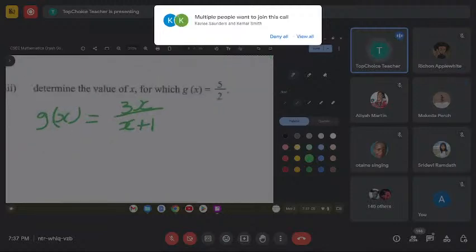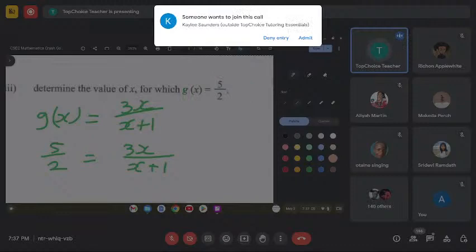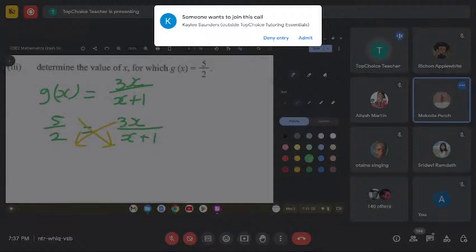So I'm going to replace g of x now with 5 over 2. So 5 over 2 is equal to 3x over x plus 1. You're seeing and understanding? I just replaced g of x with 5 over 2 because they told us that is what it is. All we need to do now is solve for x in this equation, and we can cross multiply. Let's cross multiply together.